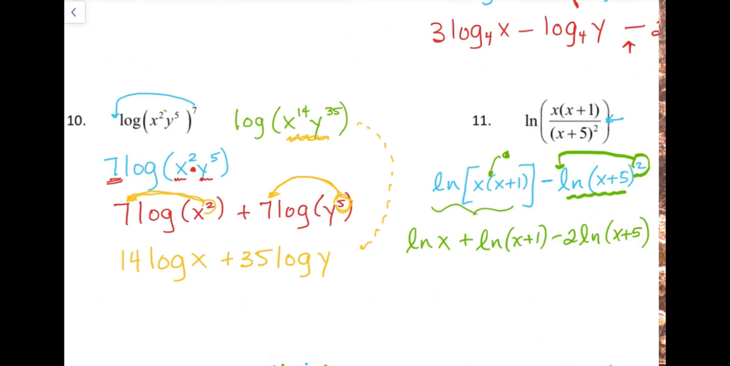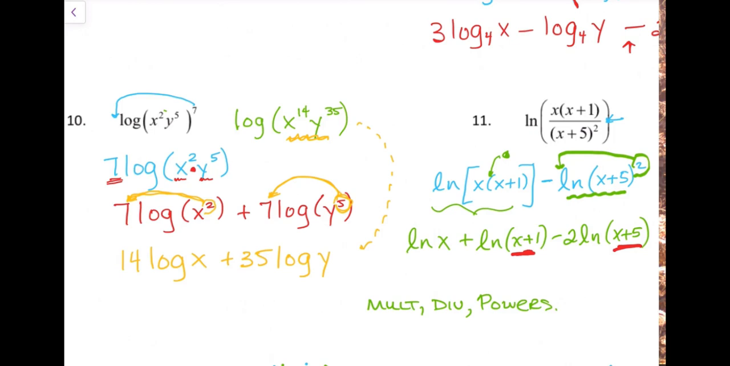I cannot do any more. Remember, I'm only allowed to split at multiplication, division, and powers. I cannot split an argument at a plus sign, so don't think that you can split that argument up anymore. As long as my argument doesn't have any multiplication, division, or powers, then that's as much as I can do to split the logarithm up.